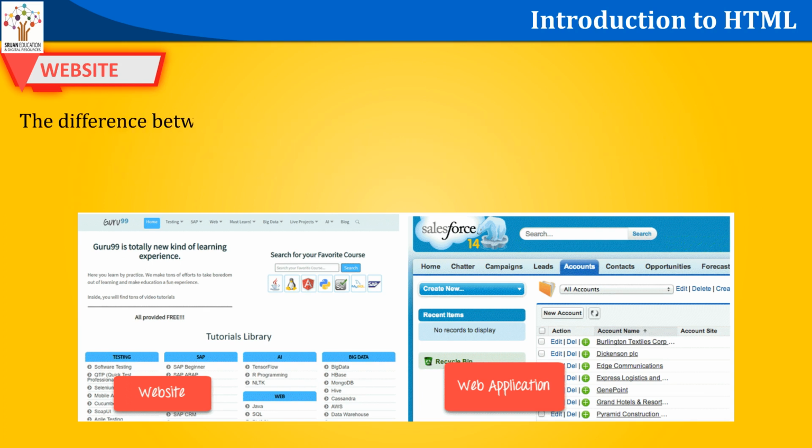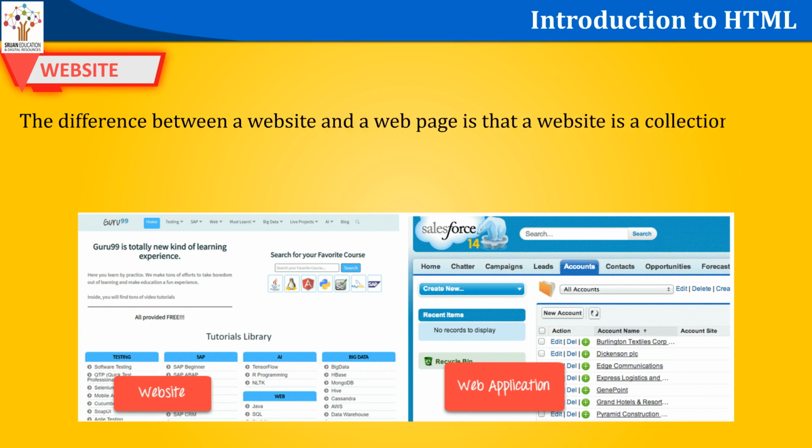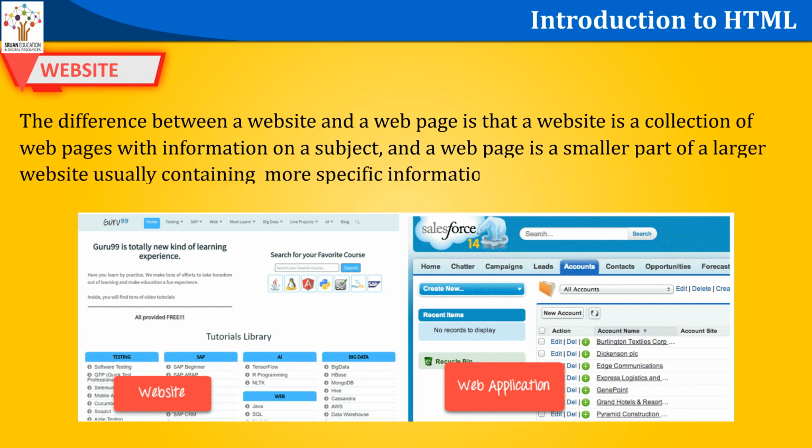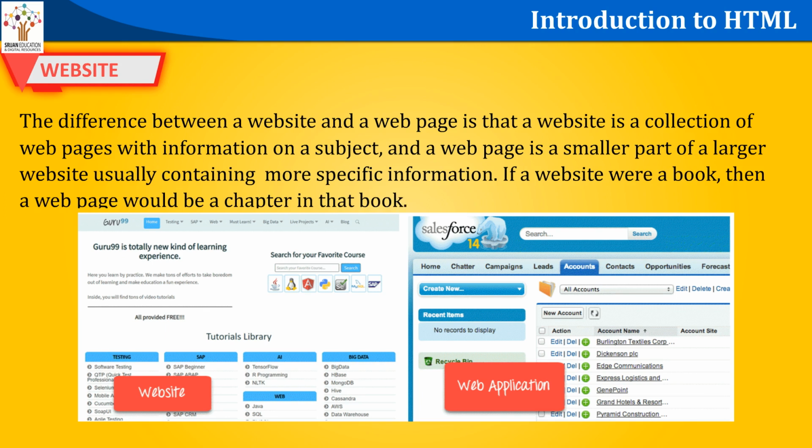The difference between a website and a web page is that a website is a collection of web pages with information on a subject, and a web page is a smaller part of a larger website, usually containing more specific information. If a website were a book, then a web page would be a chapter in that book.